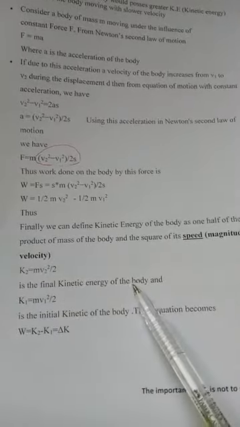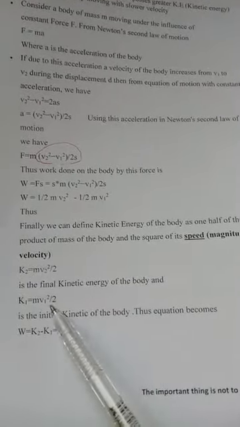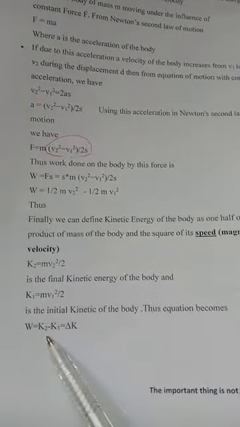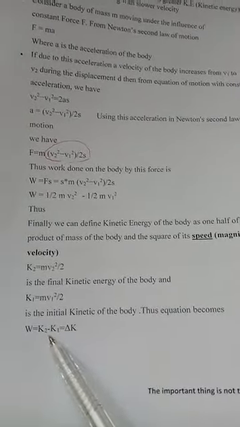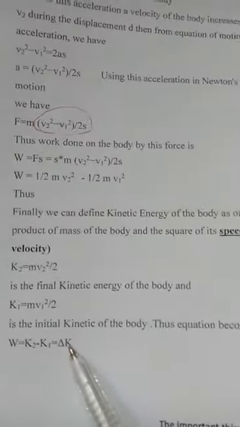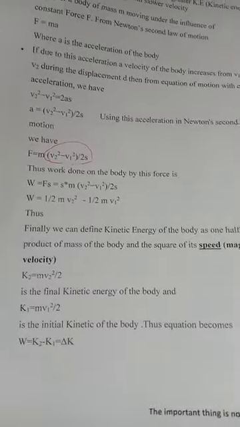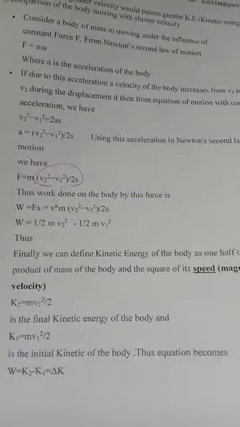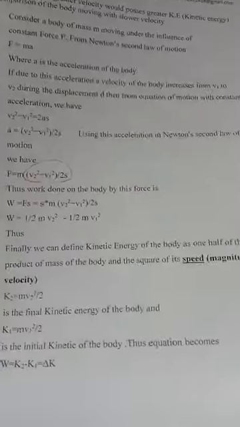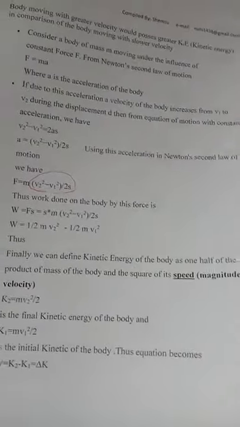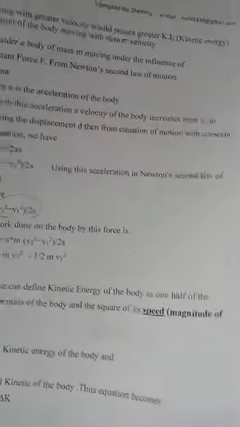It is the final kinetic energy of the body. Kinetic energy 1 is the initial kinetic energy of the body. So the equation becomes work is equal to kinetic energy 2 minus kinetic energy 1, which is the change in kinetic energy. So the change in kinetic energy of a body is the work done on that body due to the force applied. Keep in mind that our definition of work done was the change in energy, or the energy transfer from one body to the other.